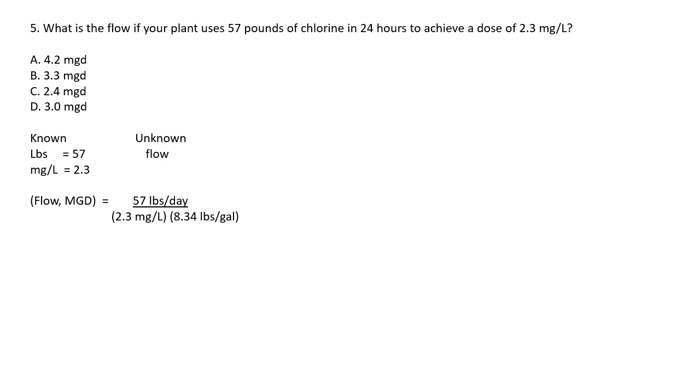We're going to solve for the multiplication on the bottom first. You get 19.182. So we're going to do that divided into the 57 pounds. So 57 pounds a day divided by 19.182. And you get a flow of 2.97 million gallons a day. And our closest answer is going to be D, 3 million gallons a day.